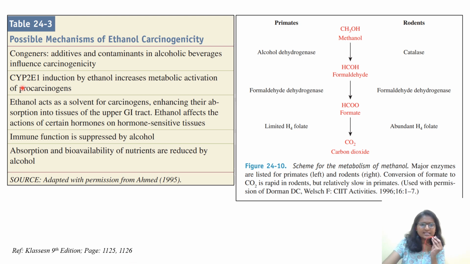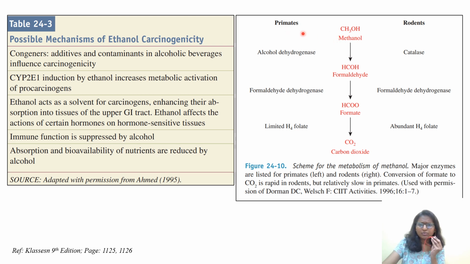These are the possible mechanisms of ethanol causing cancer. CYP2E1 induction by ethanol increases metabolic activation of procarcinogens. That's why in our options CYP2E1 is also there. The next diagram is about the difference in the metabolism of methanol in primates as well as rodents. As we have seen, primates are the best sensitive model to understand ocular toxicity of methanol.